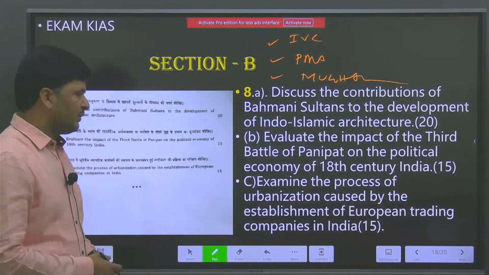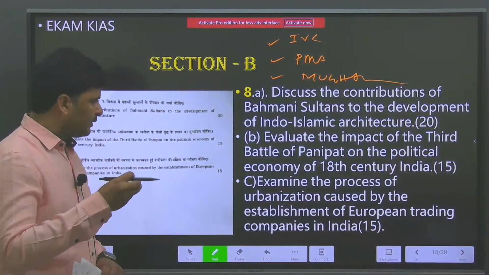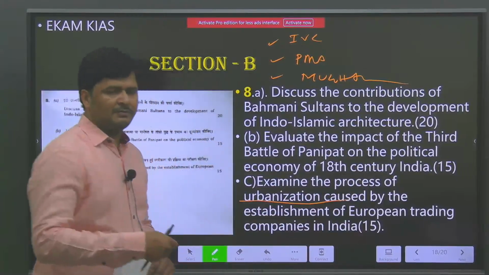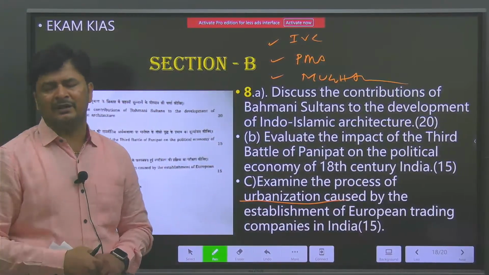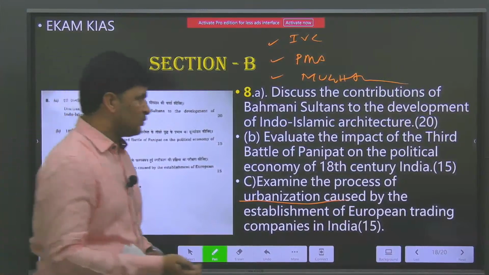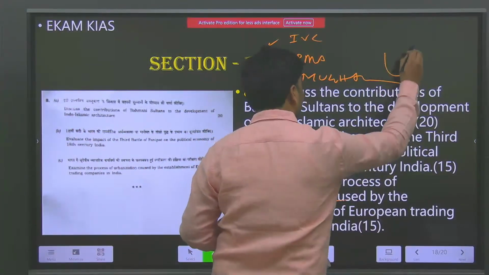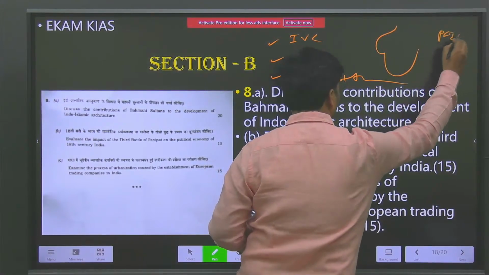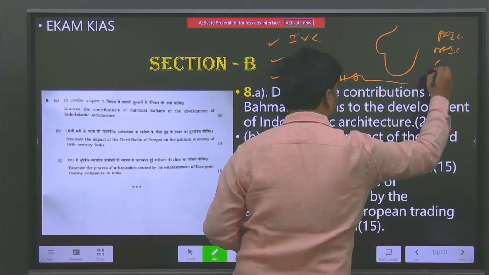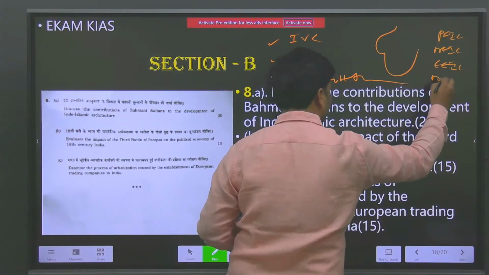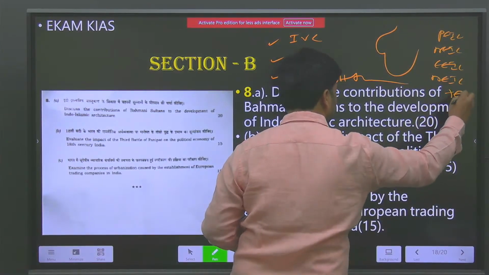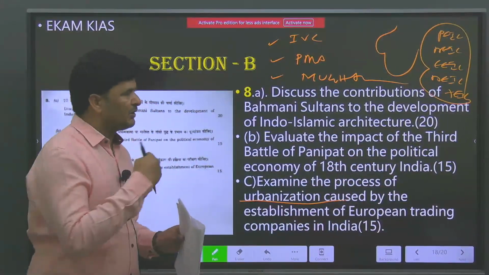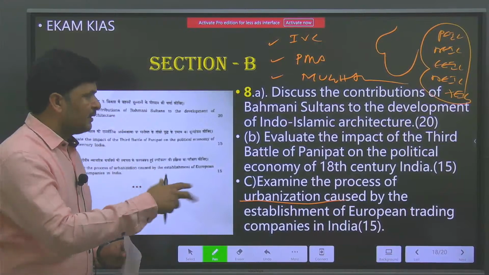But recent trends convey that from the advent of Europeans onwards, we have settlements. For example, we find five European companies on Indian soil: the Portuguese East India Company, followed by the Dutch East India Company, followed by the English East India Company, followed by the Danish East India Company, and finally the French East India Company. All these respective companies developed settlements. You call them factories, you call them headquarters.